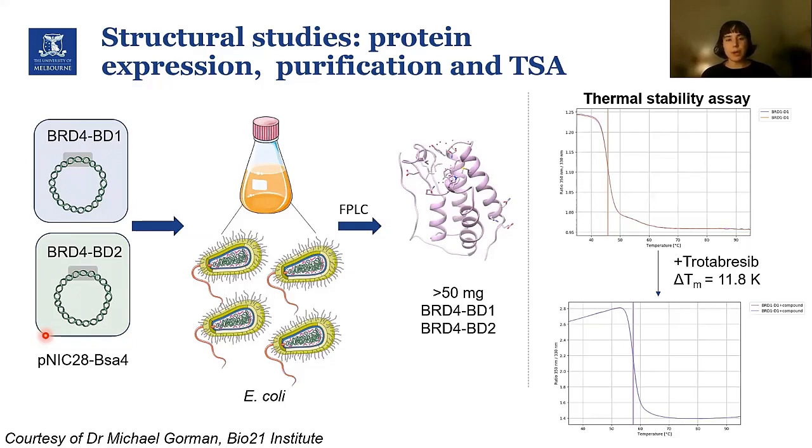This was done by a structural biologist at Bio21, Dr. Michael Gorman. After we had obtained 2 plasmids from Addgene for both bromodomains of BRD4, he kindly expressed these in E. coli and then purified them by FPLC to give us 50 milligrams each of these bromodomains.